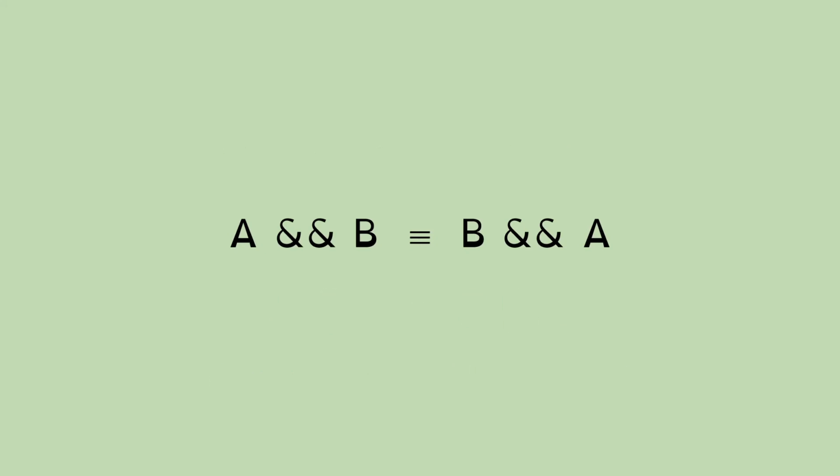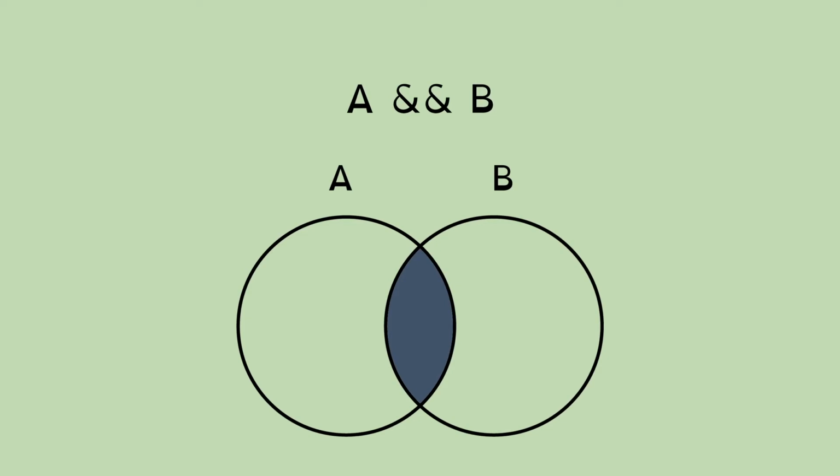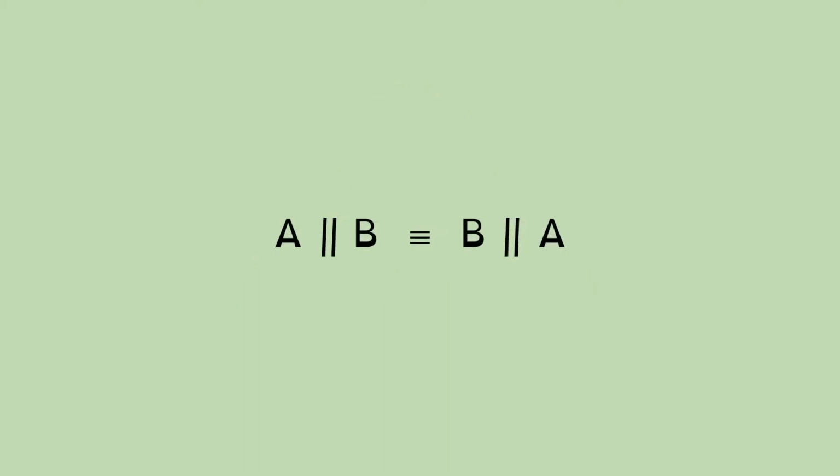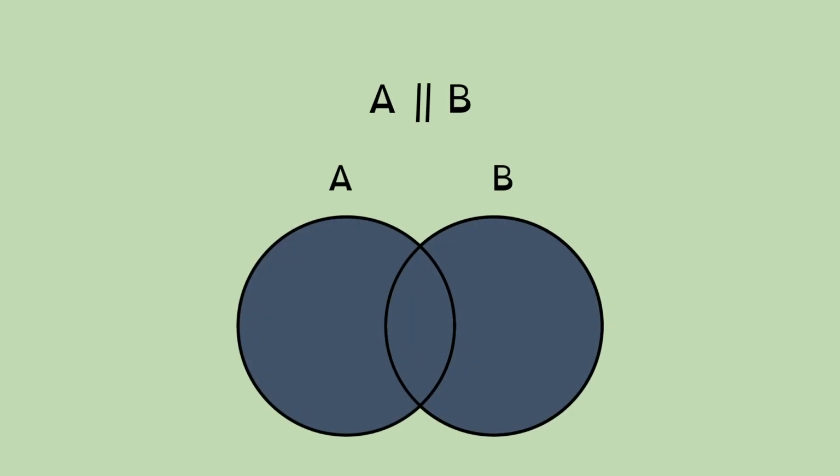Let's look at each in turn. A and B is the same as B and A. Well, it seems self-evident. Let's prove it. Here's the Venn diagram for A and B. Here's the Venn diagram for B and A. Yes, they're the same. Right, the other one, A or B is equivalent to B or A. Here's the Venn diagram for A or B, and here's B or A. Yes, they're the same. We've proved them.